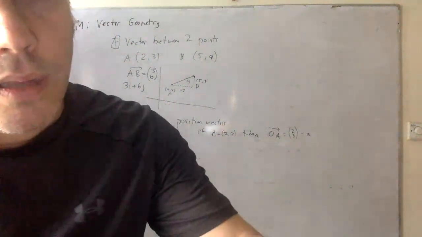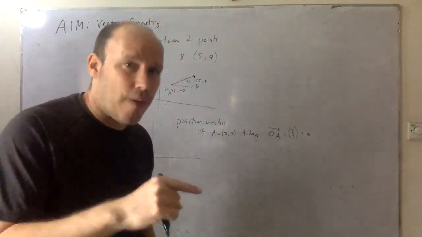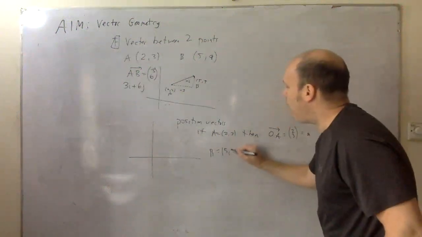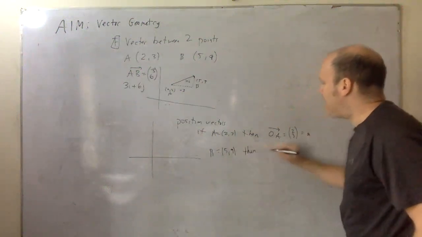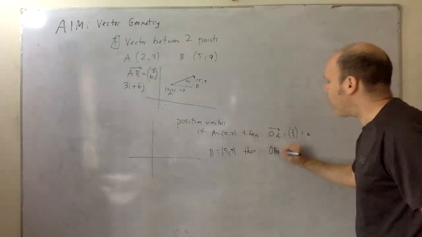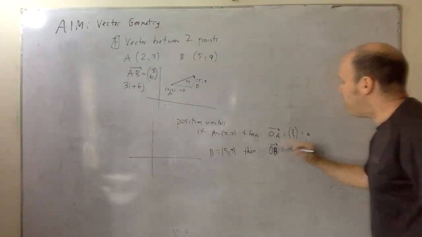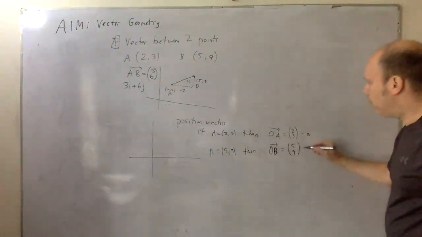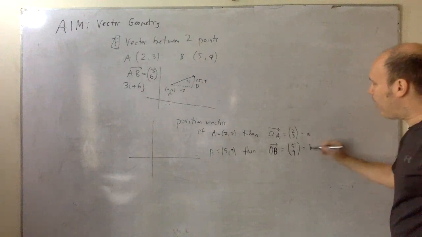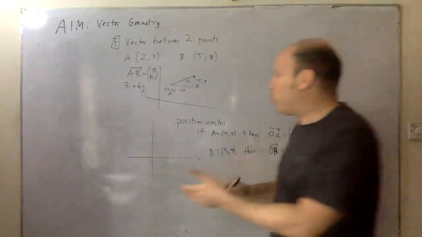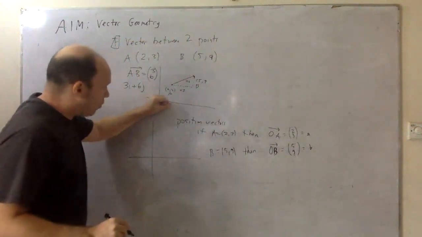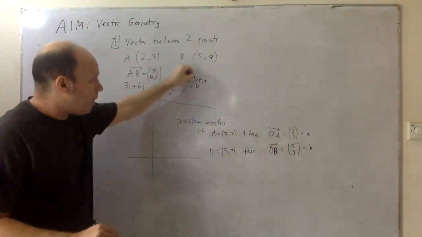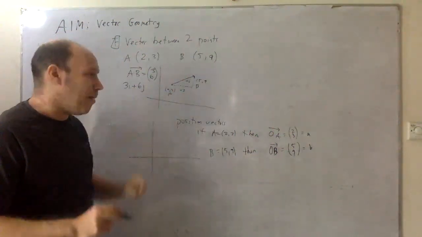Let's take B and turn it into a position vector. Point B is (5, 9). That means that OB is now vector (5, 9), and that's little b, right? Because we started at 0 and we went 2 to the right, 3 up. We started at 0 and went to B, 5 to the right, 9 up.